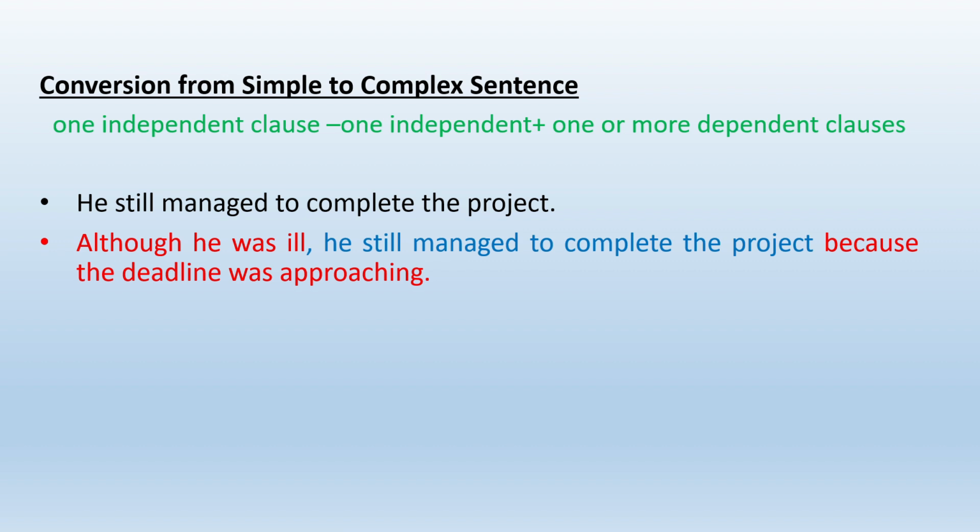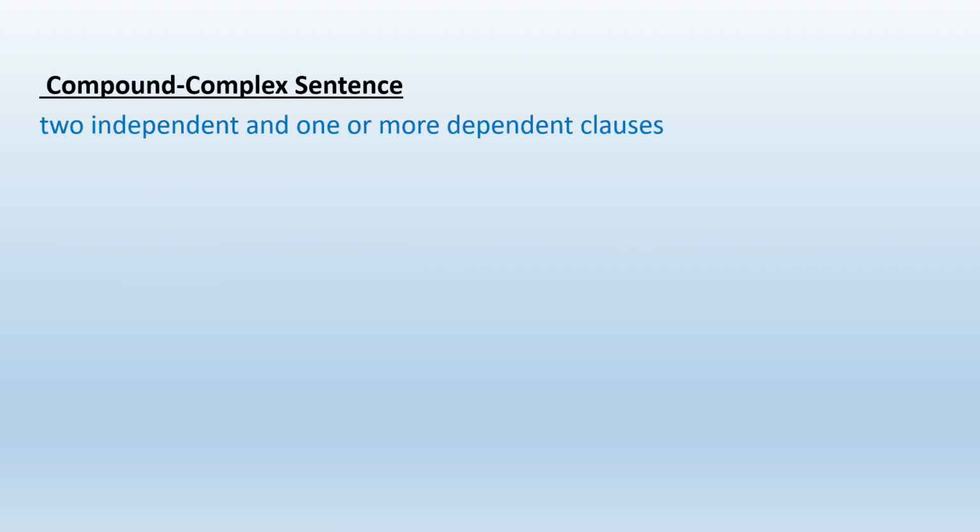Moving on to the next part, that is how to convert a simple sentence into a compound complex sentence. Let us have a quick look at what a compound complex sentence is first of all. A compound complex sentence has two independent and one or more dependent clauses. See how a compound complex sentence is different from a complex sentence? A complex sentence had one independent clause, while a compound complex has two independent clauses.